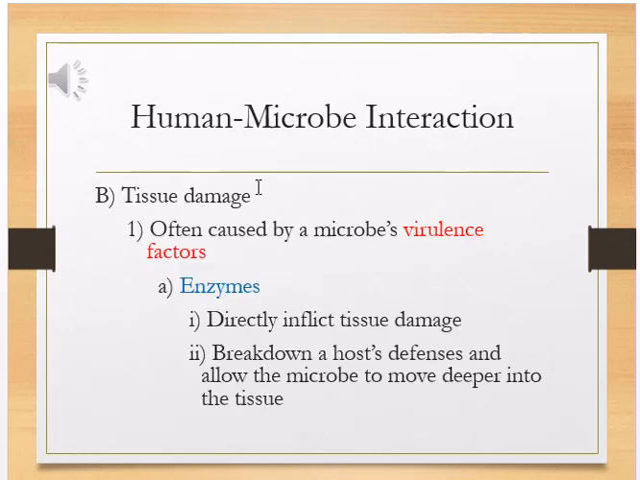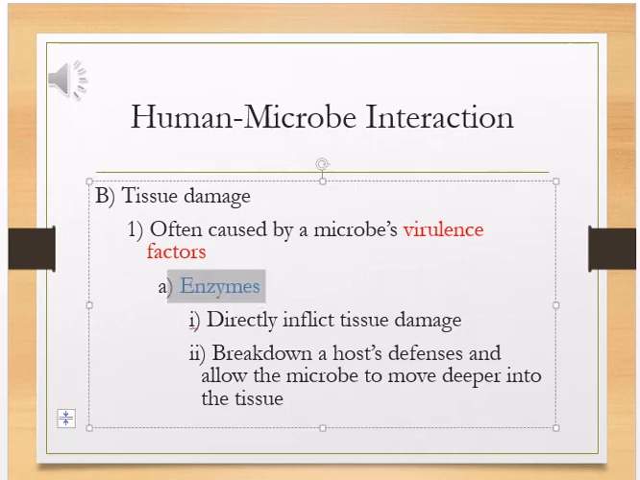Now this is how tissue is damaged, how pathogens or microbes harm our body. The harm is brought about by virulence factors. Virulence factors are chemicals that give the pathogen the ability to infect the host. So what are these factors? Number one, pathogens that enter our body produce enzymes. These enzymes directly damage the tissues, cells, and cell organelles.